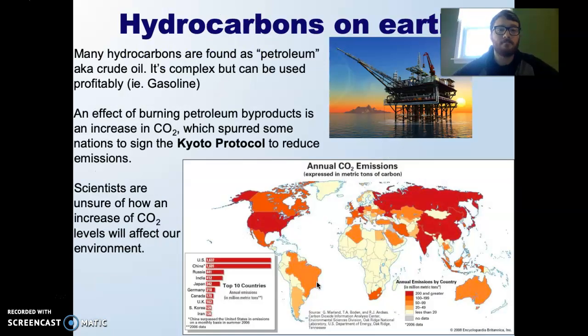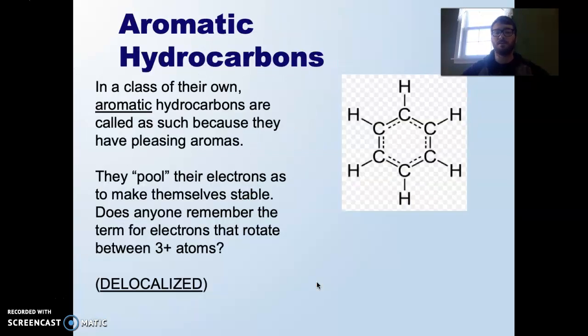Hydrocarbons on Earth. Many hydrocarbons are found as petroleum, also known as crude oil. It's complex but can be used profitably. For instance, in this case, gasoline. So we take it out of the ground, sometimes out of the ocean, and we harvest it, sell it. The unfortunate side effect is when the hydrocarbon is burnt.